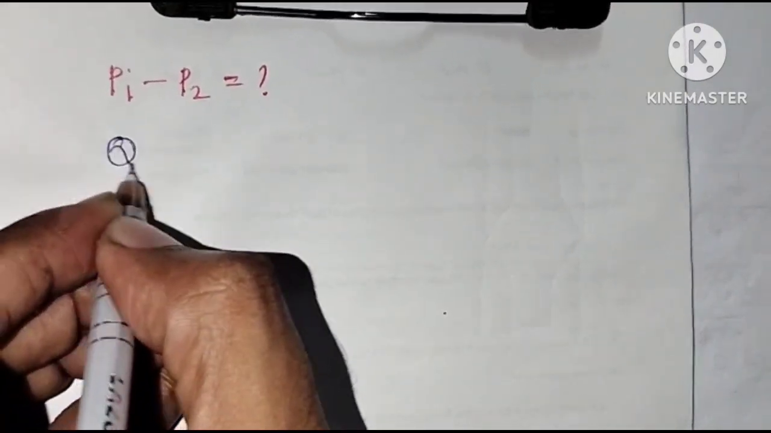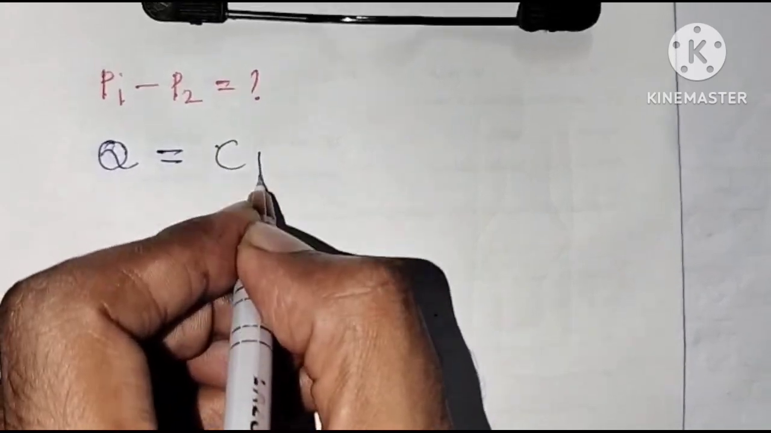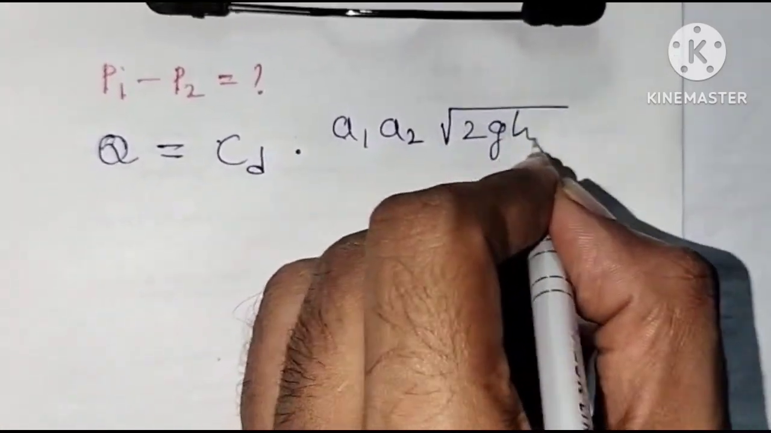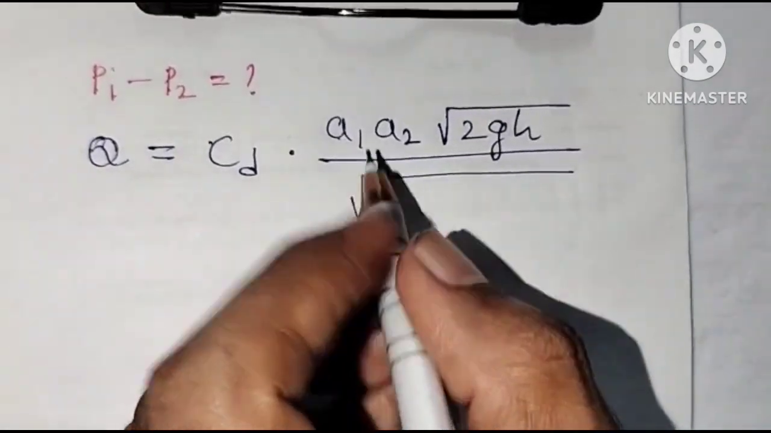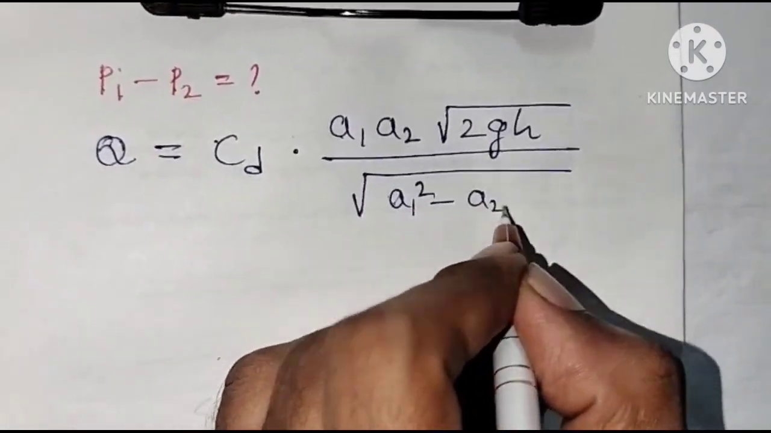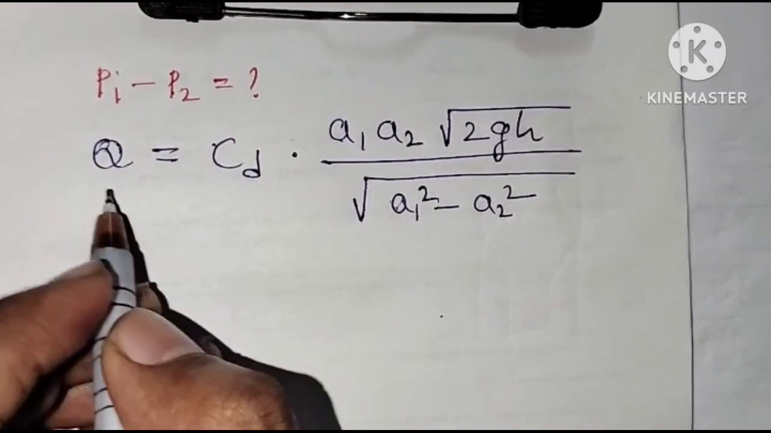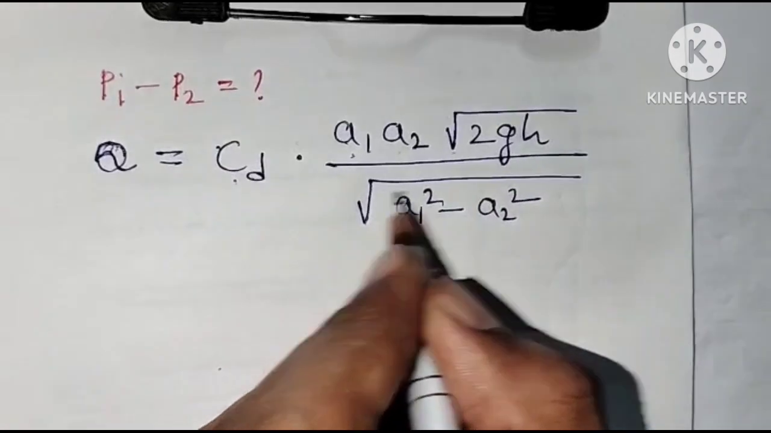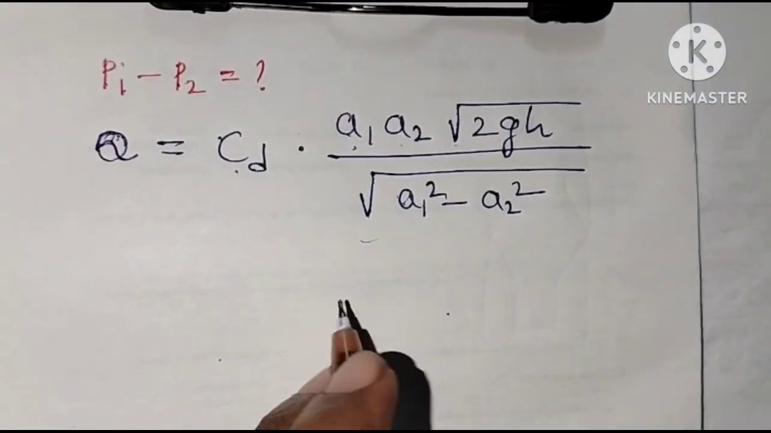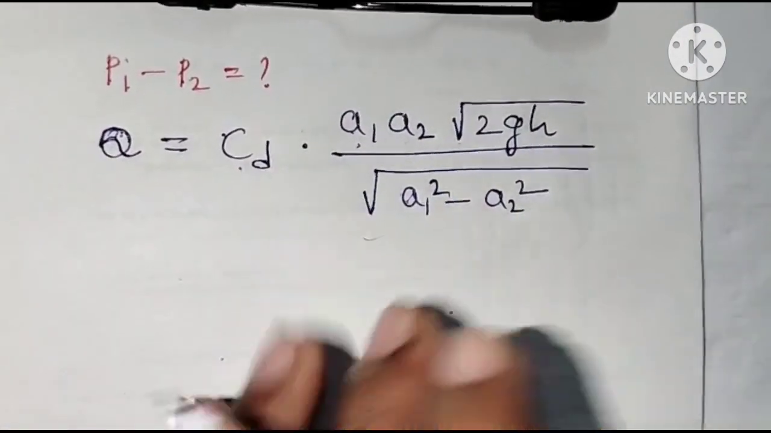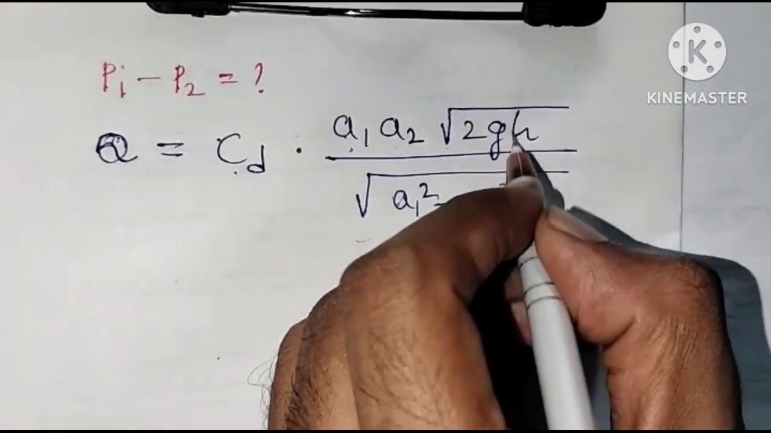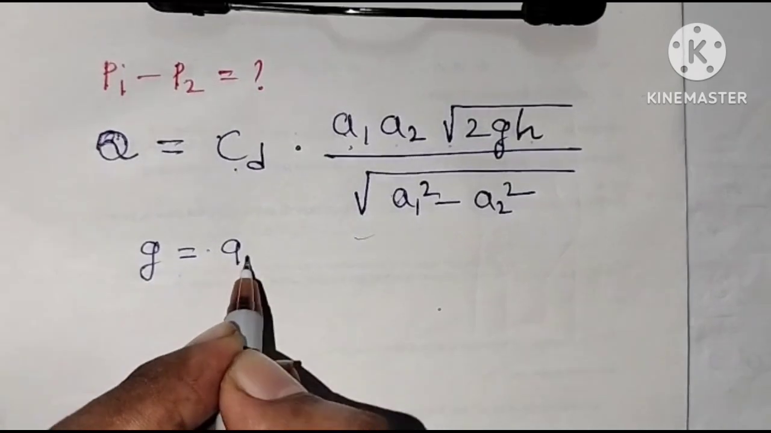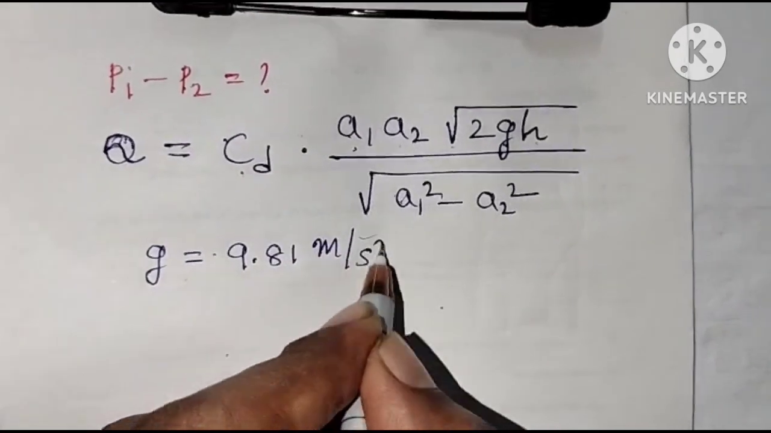So before finding the pressure difference P1 minus P2, what is the formula for discharge? Discharge through venturimeter, Q is equal to CD into A1 A2 root over 2GH by root over A1 square minus A2 square. Let us substitute all values in this formula. Here the only unknown is H, because G means acceleration due to gravity. G is equal to 9.81 meter per second square.